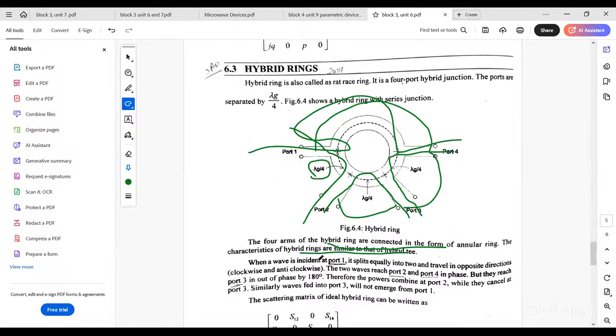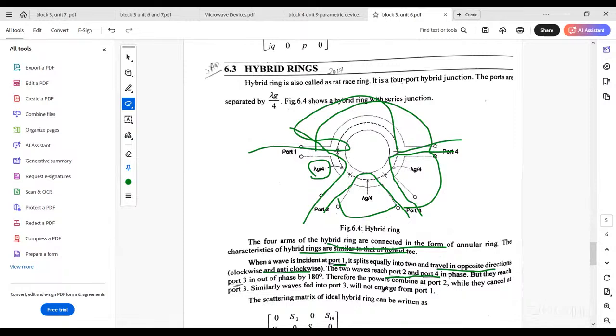When a wave is incident in port 1, it splits into 2. It is moving either in the forward direction or backward direction. It splits into 2 and both waves travel in opposite directions, one in clockwise direction, another in anti-clockwise direction. The 2 waves reaching port 2 and port 4 are in phase. Port 3 is out of phase.